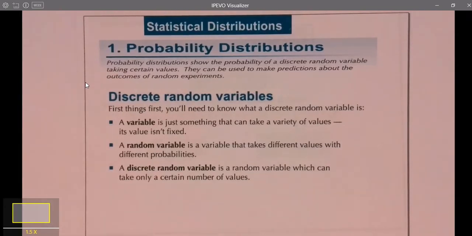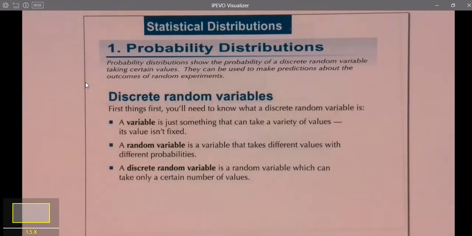Right, so we could talk about discrete random variables and probability distributions, and obviously there's a little bit of terminology here. It's nothing really to worry about. If you think of the term discrete, discrete just means taking a whole number value. A variable is just something that can take a variety of values. And random suggests that there's some sort of probability to it.